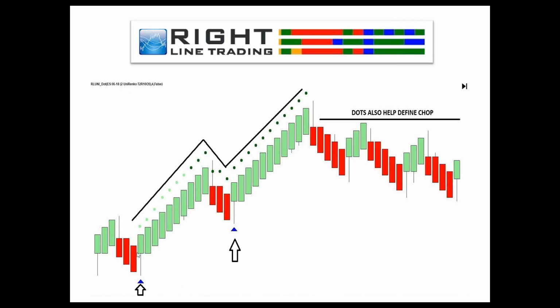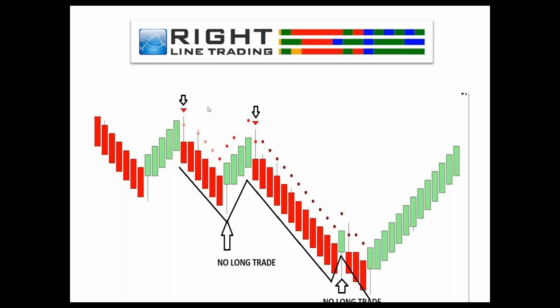Same thing here. This is a long signal, no counter trend, long. And when you have no dots, that means you have no alignment of the NASDAQ and Russell. And the E-mini is likely to chop. And it really, again, is another way of helping you define chop. And this is another example. I'm pretty sure you get it.